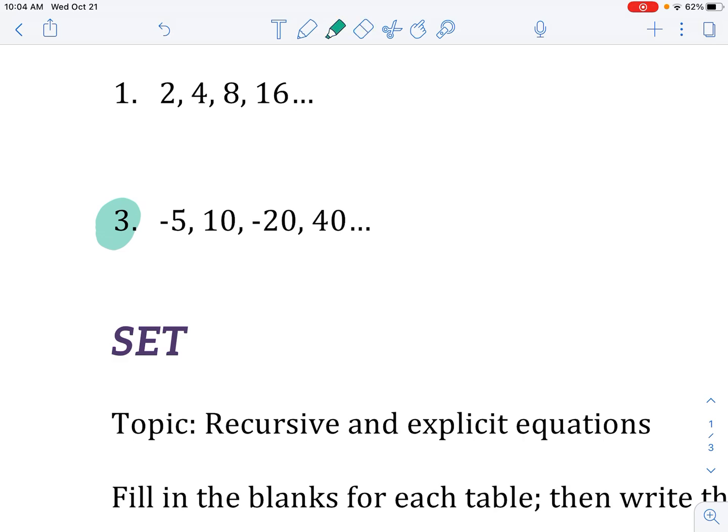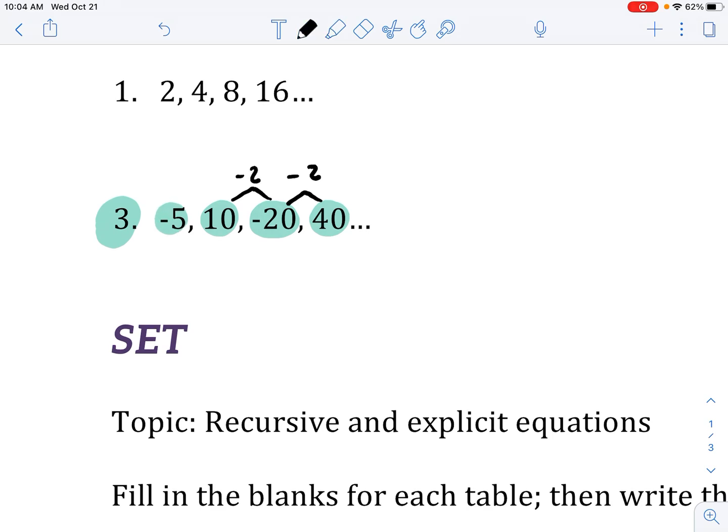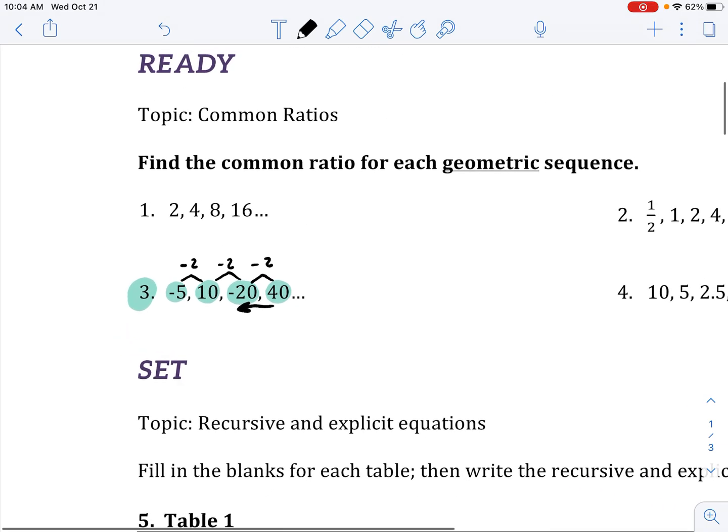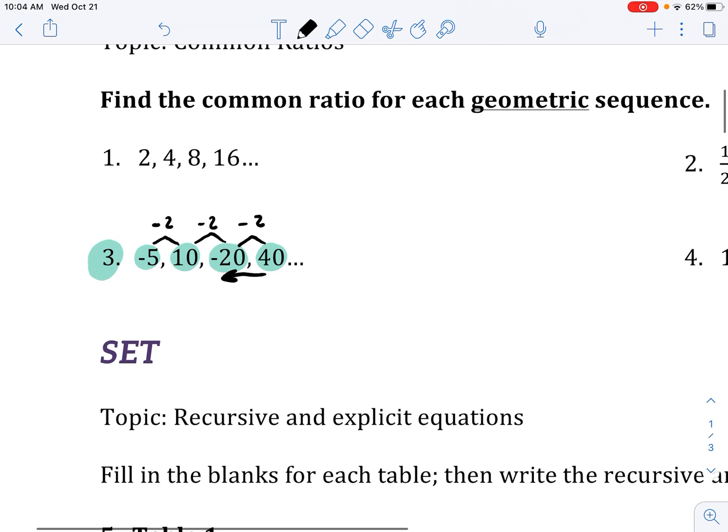So what I want to do is say a strategy where you take 40 and divide it by the previous term. What's 40 divided by negative 20? You would get a negative 2. What's negative 20 divided by positive 10? Negative 2. What's 10 divided by negative 5? Negative 2. So working backwards using division, we can find out what our common ratio is. So in this case, our common ratio is negative 2. So you're multiplying by a negative 2.